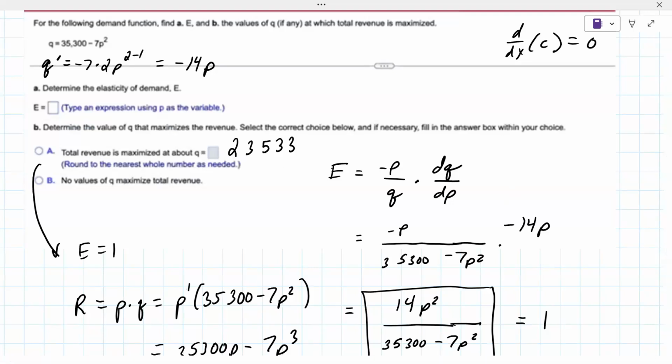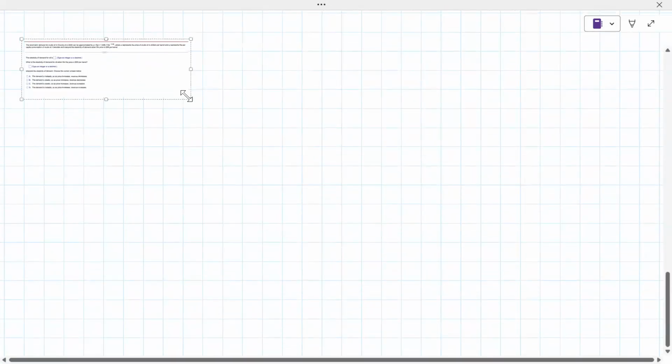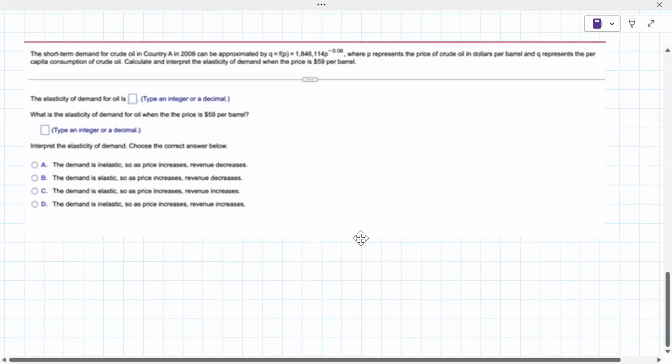Is that okay? Yeah, and Q equals 23 something. These are really complicated to start. After we get through this next question, it's slightly better.